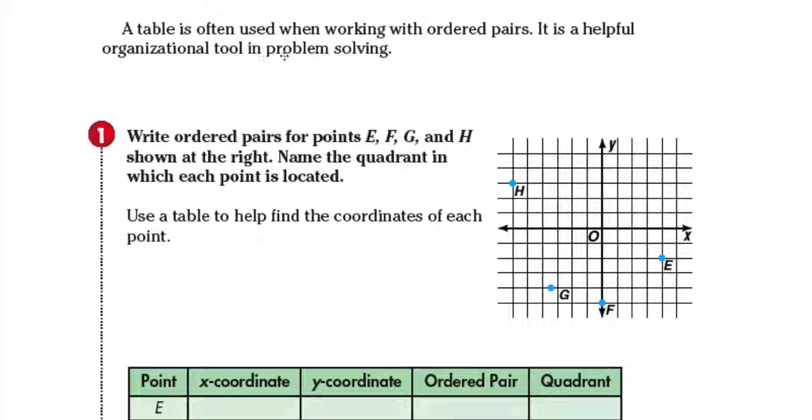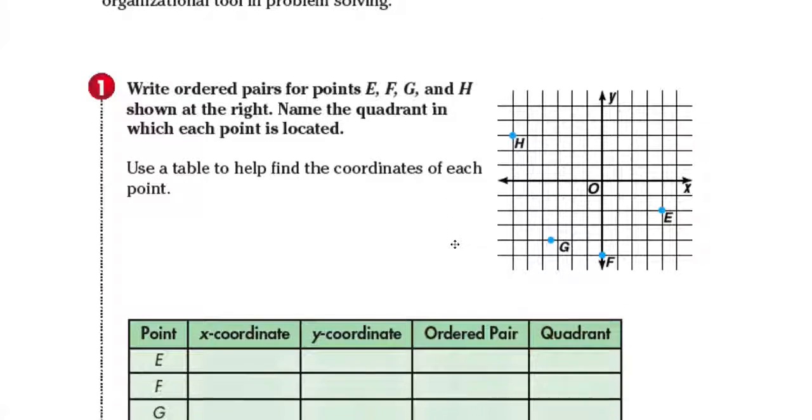A table is often used when working with ordered pairs. It is a helpful organizational tool in problem solving. So let's look at this one. Write an ordered pair for points E, F, G, and H, shown at the right. Name the quadrant in which each point is located. Use a table to find the coordinate of each point.